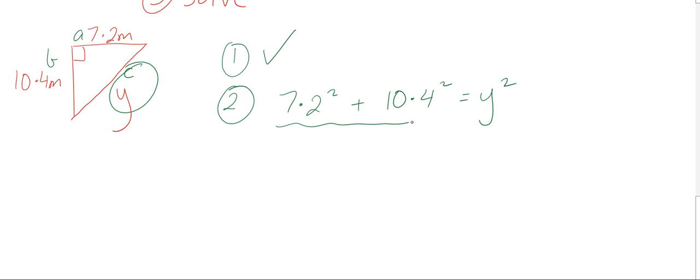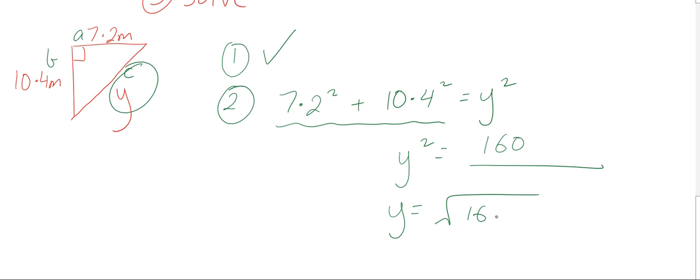We can put all of this into our calculator and get an answer, or straight away we can write that y squared is whatever that gives us in our calculator, which in this case is 160. Or the next step straight away, we can just go to this to solve for y. So we know therefore that y is equal to 12.65 meters.